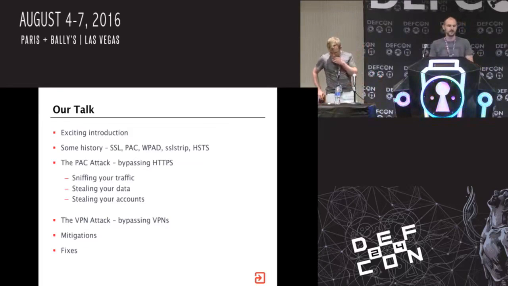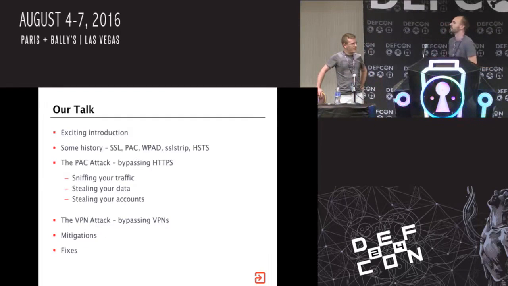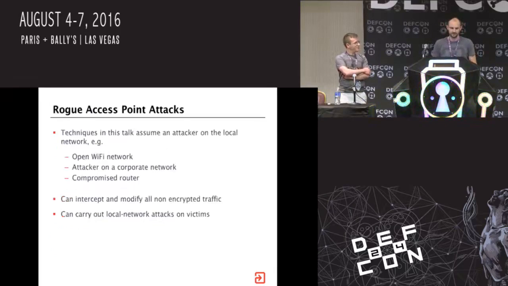Then we're going to explain the attack. We're going to show how you can sniff data from HTTPS streams. We're going to steal that data, actually do something with it, and show how it can ultimately be used to steal your online accounts. We're then going to talk a little bit about VPNs and how they protect us, or not, against this, and then put in place some real mitigations about what we should be doing on these systems to make them more secure. And then we'll talk a little bit about the fixes that have been put in place by various vendors around these issues.